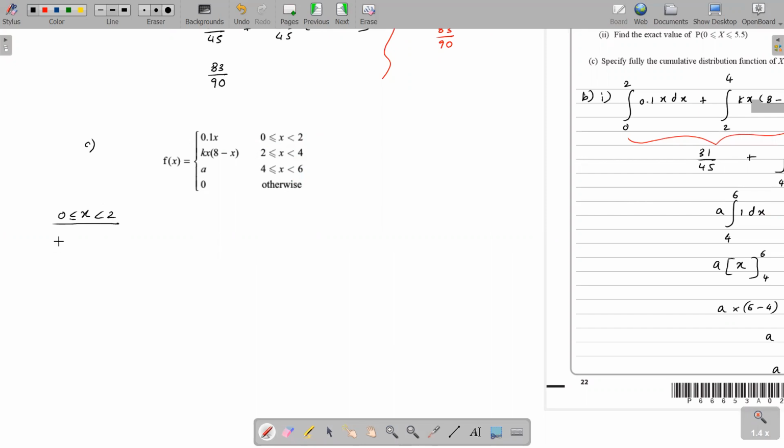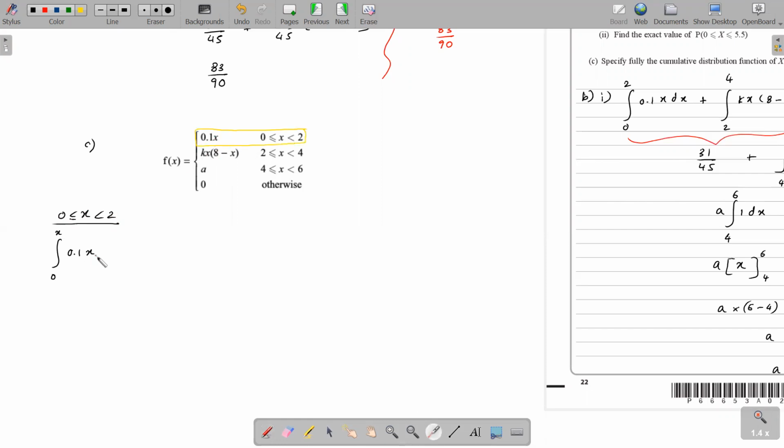Okay, so I'm going to integrate, so what's the rule? We integrate 0.1x, right? Okay, so the lower limit is 0. And when you're getting the CDF, we always use the upper limit as x, as long as x is any figure between 0 and 2. Okay, so I'm working on the first part here.